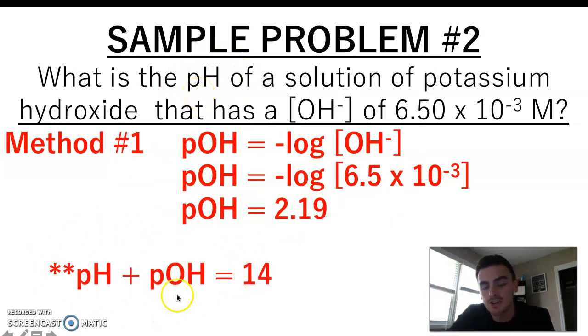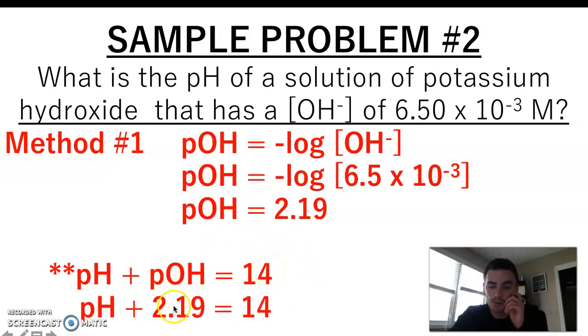There is a relationship though, because of the way that water dissociates. pH plus pOH, they kind of work as an inverse relationship. Those two things always will add up to 14. So if I plug in the fact that I know my pOH is 2.19, I can subtract over and figure out that my pH would be 11.8, which is greater than 7, which means it's basic, which makes sense for my hydroxide. So this is method number 1, going through pOH.